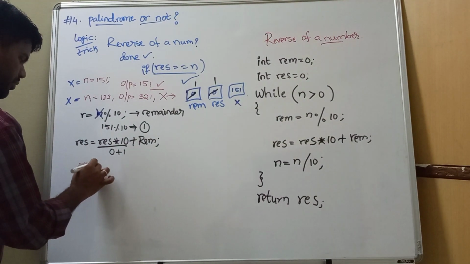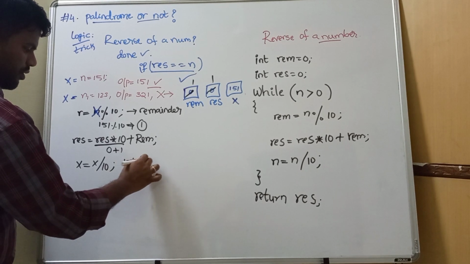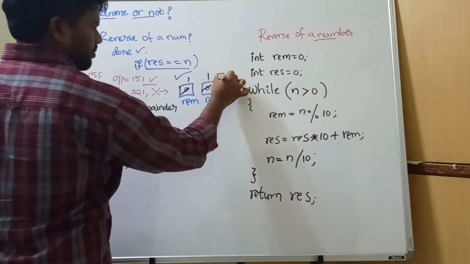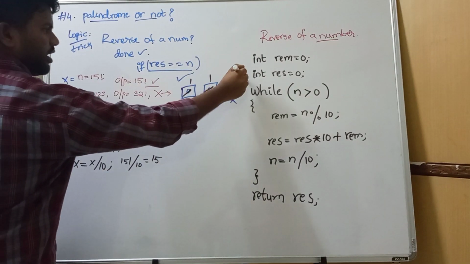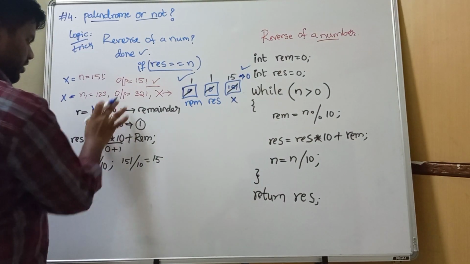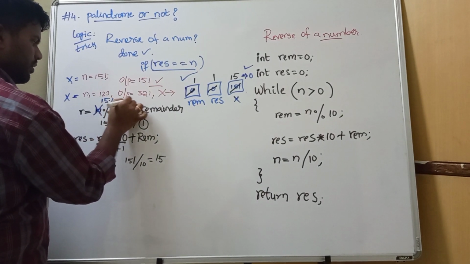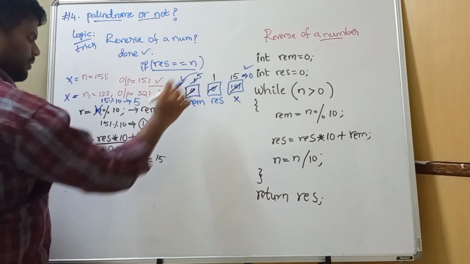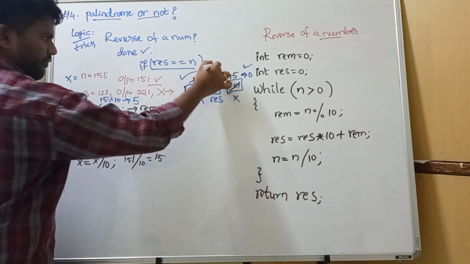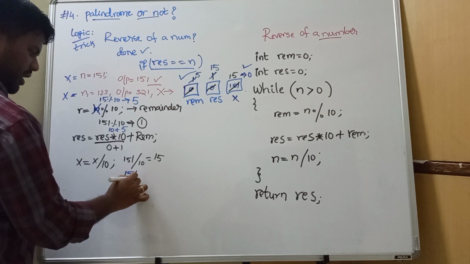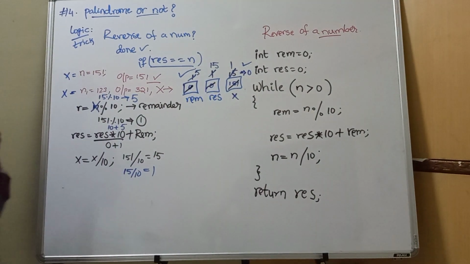Then x equals x by 10. What is x? x is now 151, divided by 10, 15 will come. So it will become 15. Until x becomes 0, we'll run the loop. Now x value is 15 modulo 10, it will give 5. The result is 1 into 10, 10 plus 5, so it will become 15. And x, 15 by 10, will become 1. It's not equal to 0, so again we'll run the loop.